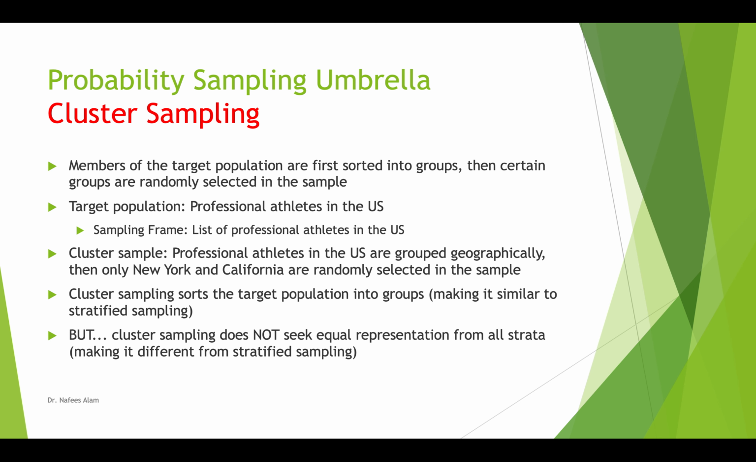Cluster sampling sorts the target population into groups, making it similar to stratified sampling, but what makes it different from stratified sampling is that cluster sampling does not seek equal representation from all groups, from all strata.